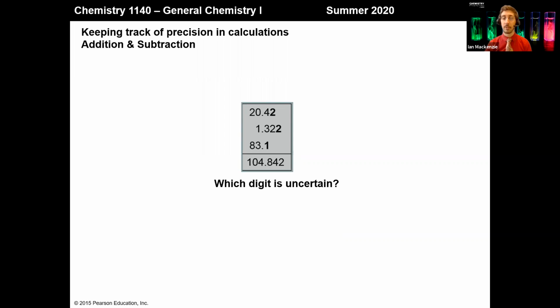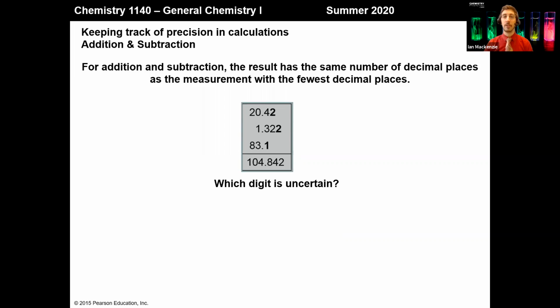So which digit is uncertain? Well, in addition and subtraction, the result has the same number of decimal places as the measurement with the fewest decimal places. So one of these numbers has an uncertainty in the tenth place. So my final number has to have uncertainty in the tenth place. So here, I would just end up rounding to the tenth place.